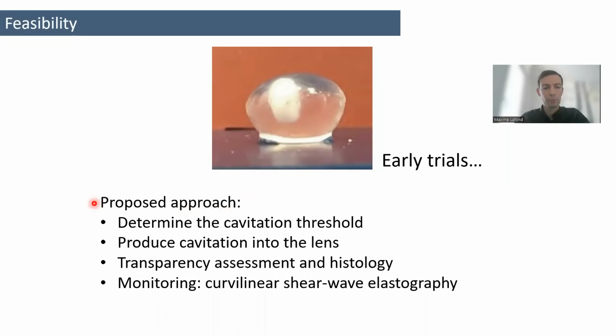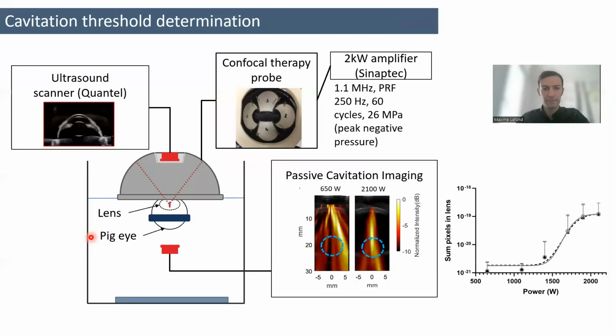The approach we are proposing is to determine the cavitation threshold and produce cavitation in the lens, then assess transparency and look at microscopic changes in histology, and finally use shear wave elastography to monitor the changes in stiffness.